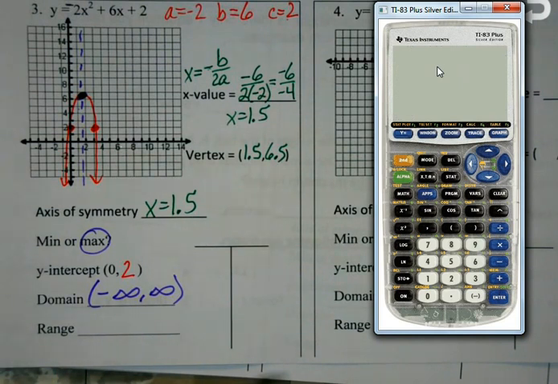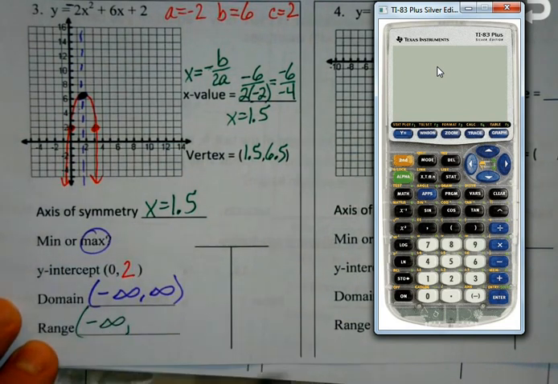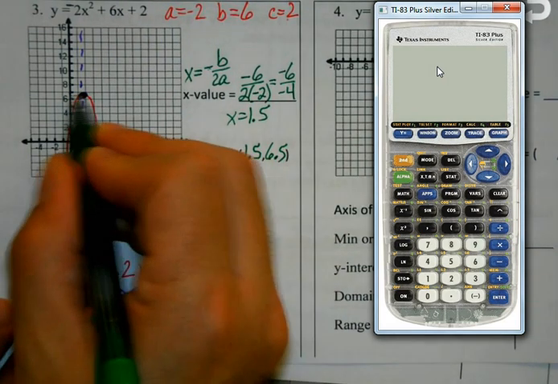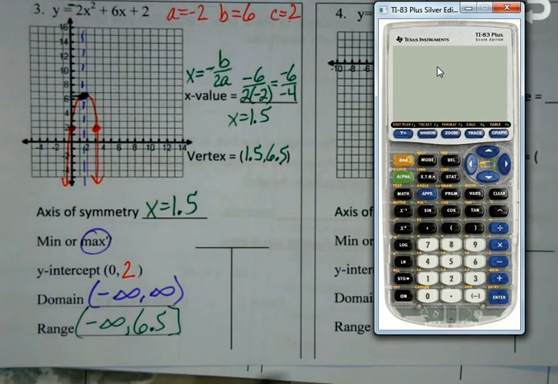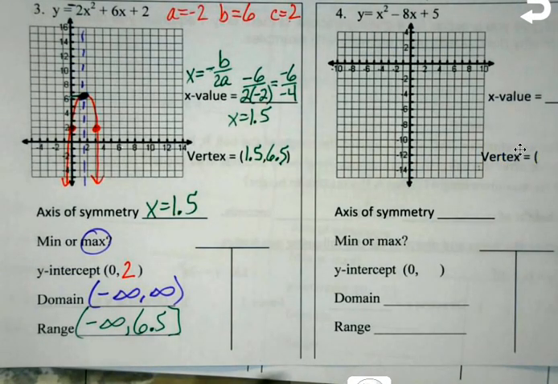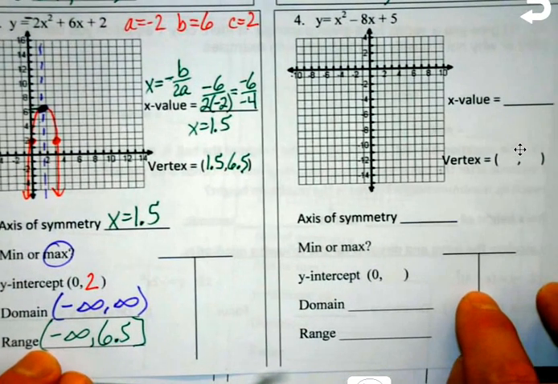And again, it's always bottom to top. Does it go down forever? It certainly does. Does it go up forever? Nope. Well, how high does it go? It goes up to 6.5. And I'm set. Okay. Questions so far? So we got one more of these to look at too, and we'll just look at our options and see how this works out.